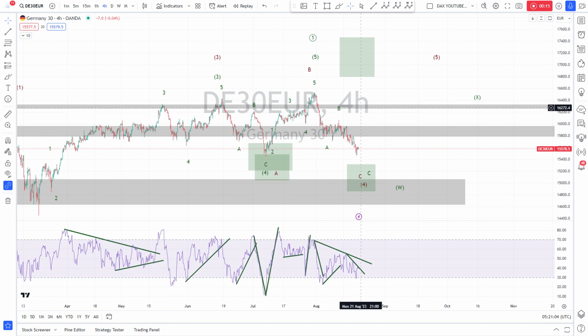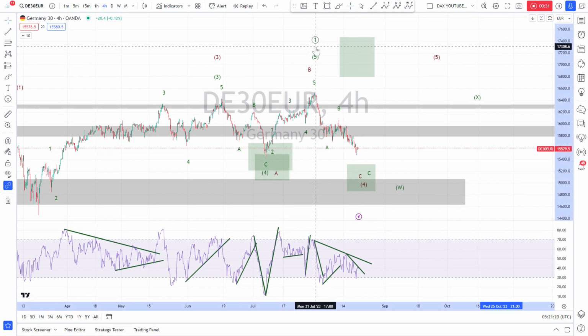So this weekend I changed my count. Here we are looking at the 4-hour chart, and now I chose to put a scenario on the charts where our wave one high in the higher degree is in here, and also a scenario that assumes that we should have a wave 5 to the upside, and that our wave 1 will be finished here.